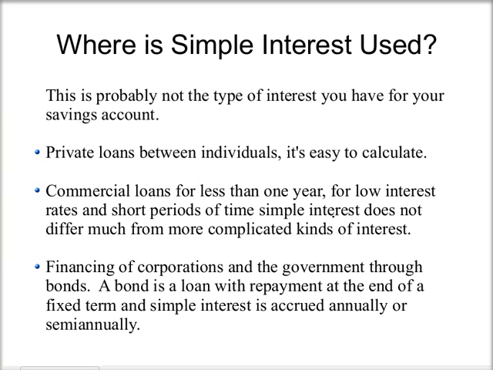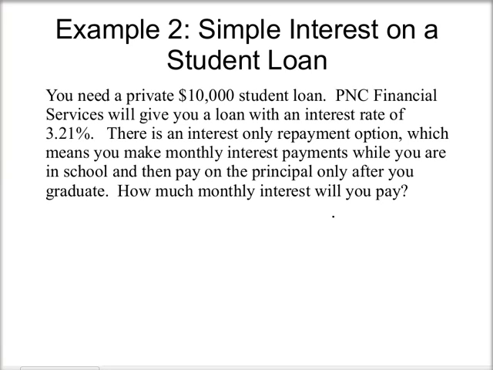Let's look at one more example to finish up this section. Let's look at simple interest on a student loan. Suppose you need a private $10,000 student loan. PNC Financial Services will give you a loan with an interest rate of 3.21%. There is an interest-only repayment option, which means you make monthly interest payments while you are in school and then pay on the principal only after you graduate. How much monthly interest will you pay?